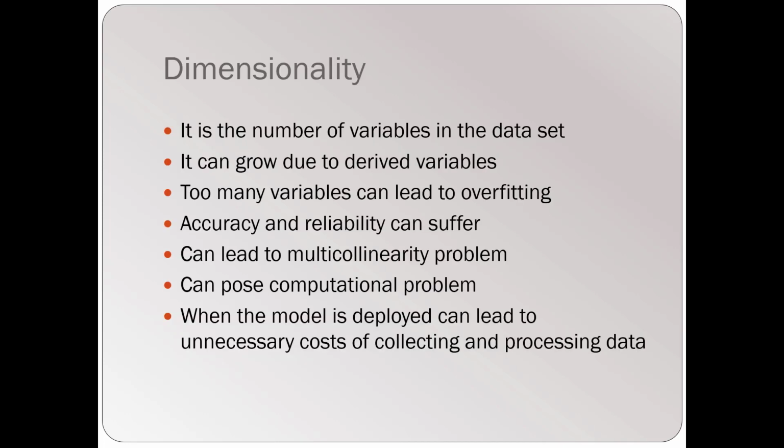So dimensionality here means what? The number of variables, x variables or predictor variables. So it is the number of predictor variables in the data set. Now it can grow due to derived variables, even if we start with just, say, 20 variables. If you have categorical variables, then each categorical variable will have to be converted into dummy variables.